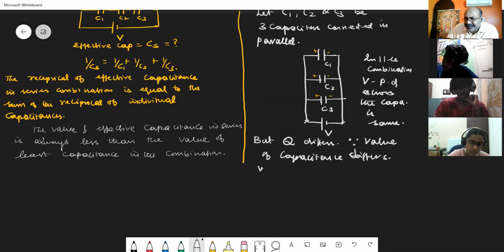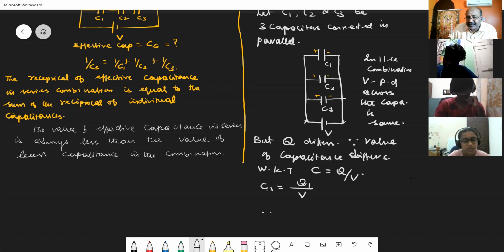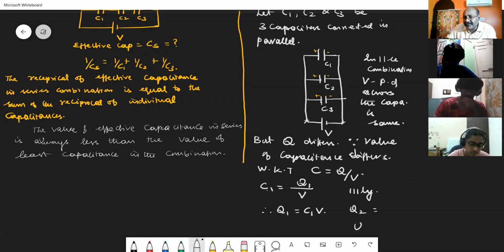So how can I write this? We know that the capacitance C is equal to Q by V. I am in need of C1. Here the potential is a constant, so if C1 varies, then Q1 should vary. From this equation, I can write Q1 is equal to C1 into V. Similarly, I can write Q2 and Q3. Q2 is C2 into V. Q3 is C3 into V.